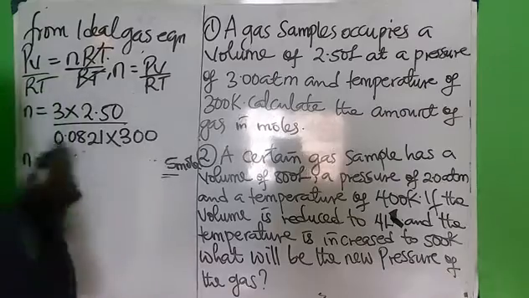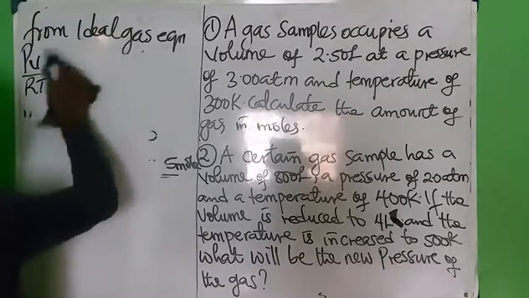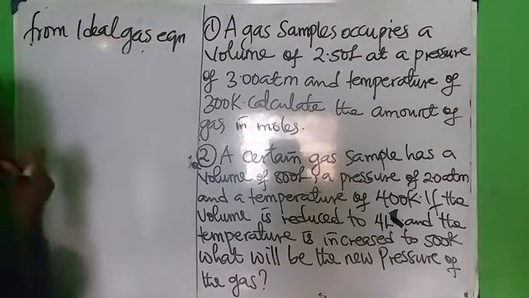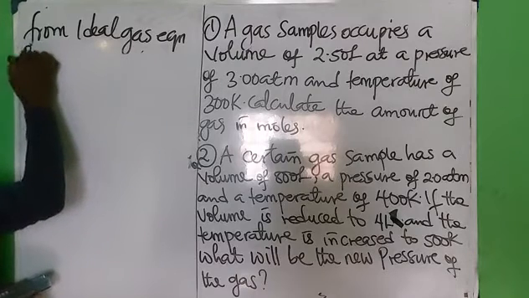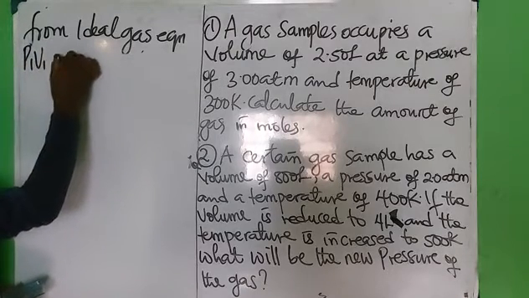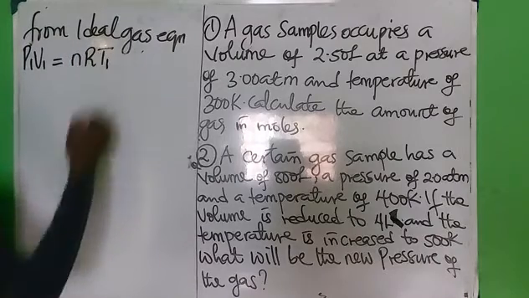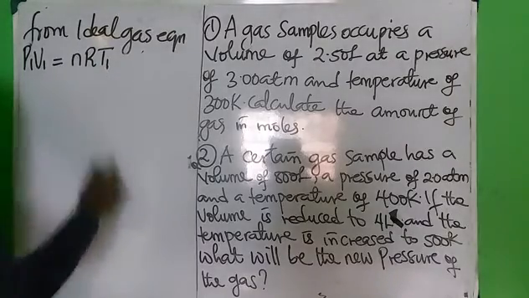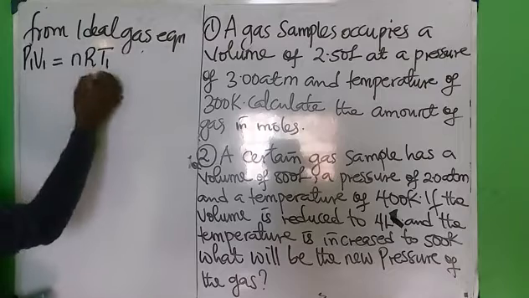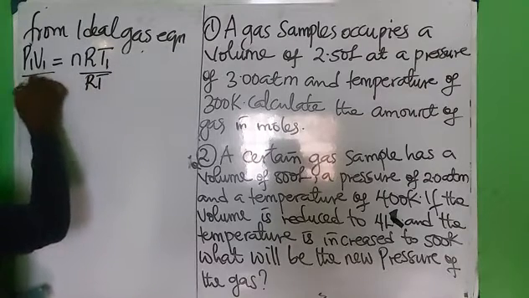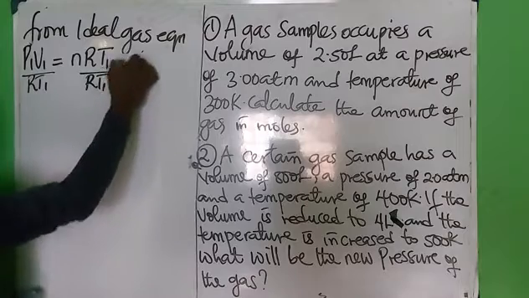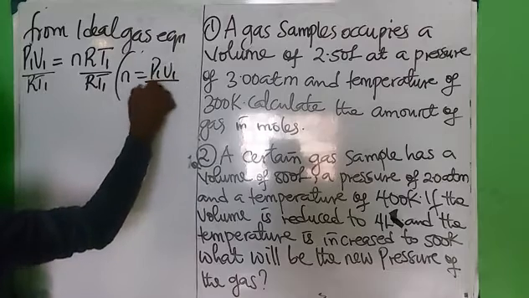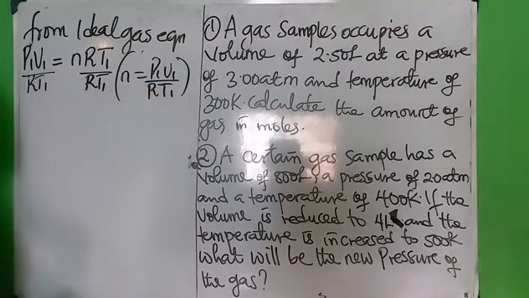So this is what we are going to do. We are using the same formula. In doing that, we'll say P1V1 equals nRT1. It means initial pressure, initial volume, and initial temperature. It means I want to look for the number of moles first. So the number of moles equals P1V1 over RT1, right? That is what it means.